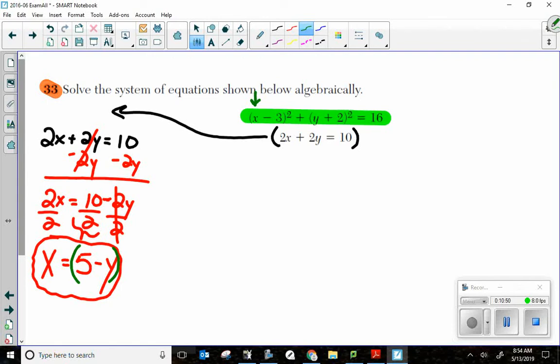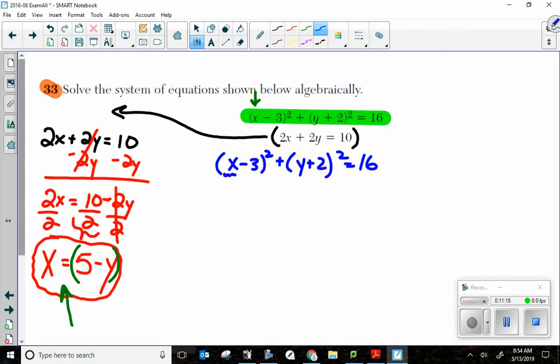And next, after I solve for y, I need an x for that y. I'm also going to come back here, and that's how I'm going to get my x when I figure out what my y is. So let's start first by solving for y. I'm going to rewrite this equation. I'm going to say x minus 3 squared plus y plus 2 squared equals 16.